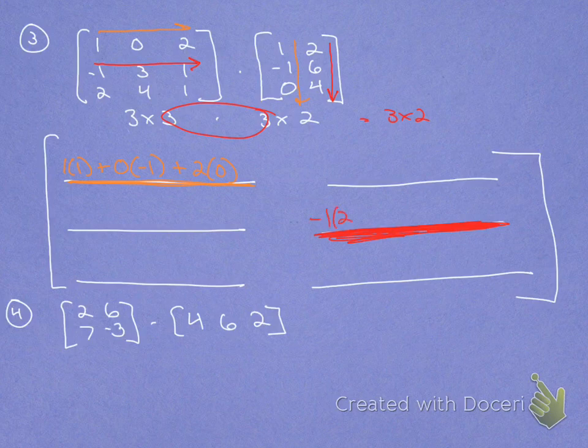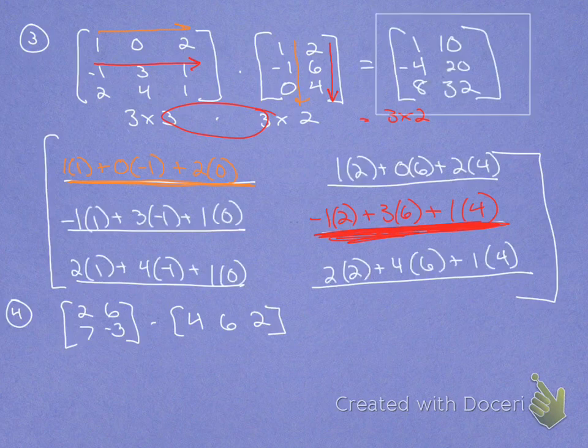So -1 times 2 plus, move to the right, move down. 3 times 6 plus, move to the right, move down. 1 times 4. See if you can fill in the rest and get the final matrix answer. Pause your video. Okay, check your answer with my answer. Lots of tiny places to make a mistake again. Be super careful. See if you can do the last one if you're good with that.